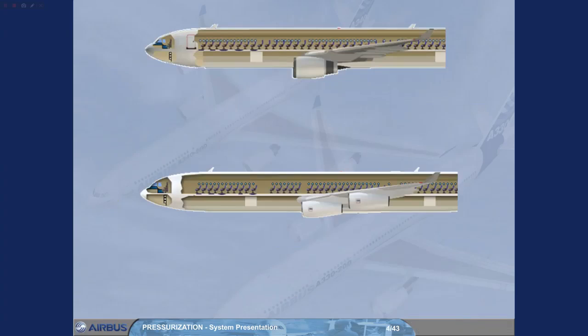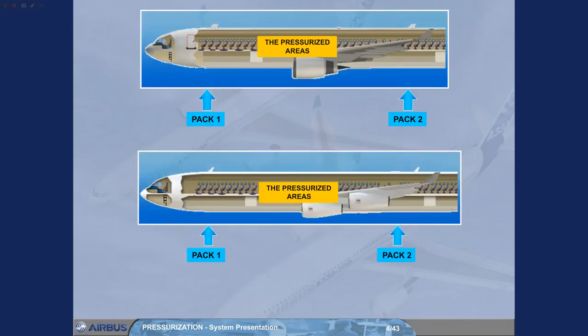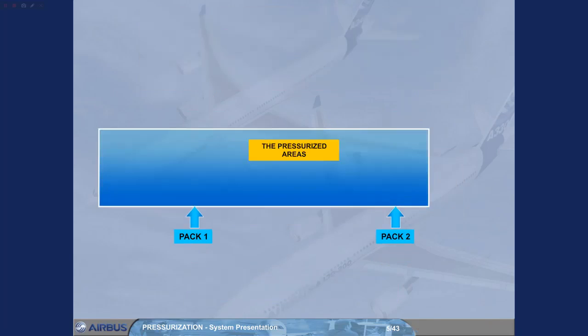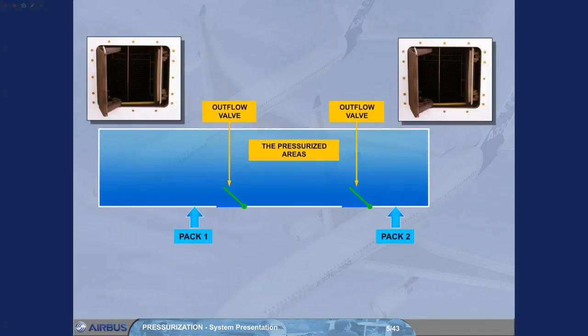The concept of the system is simple. Air is supplied from the air conditioning packs to the pressurized areas. Two outflow valves are used to regulate the amount of air allowed to escape from the pressurized areas.